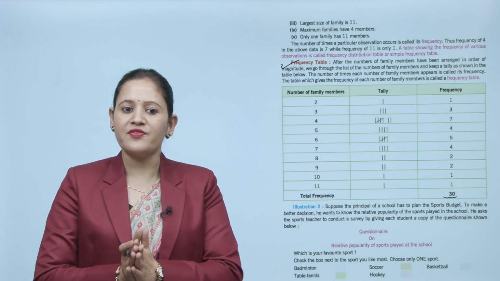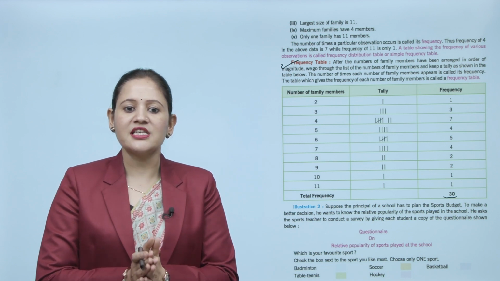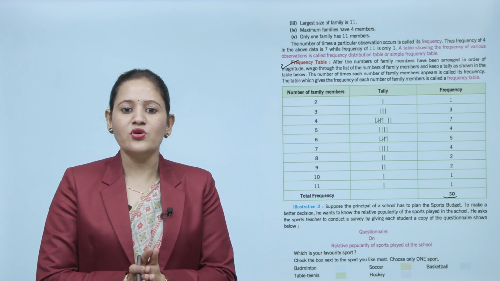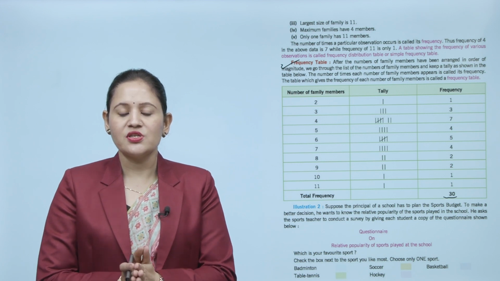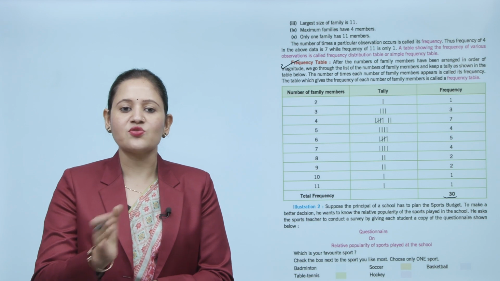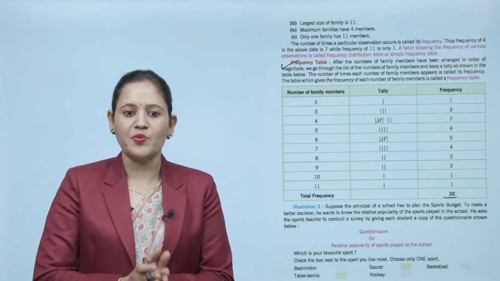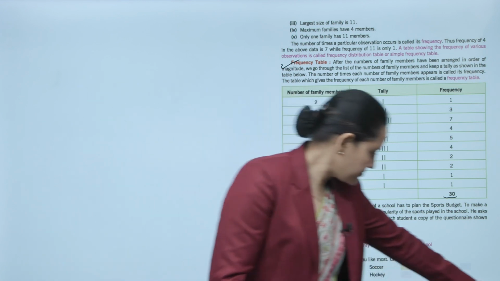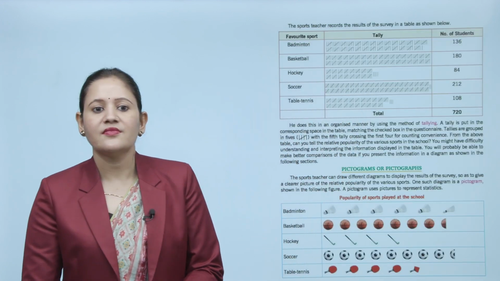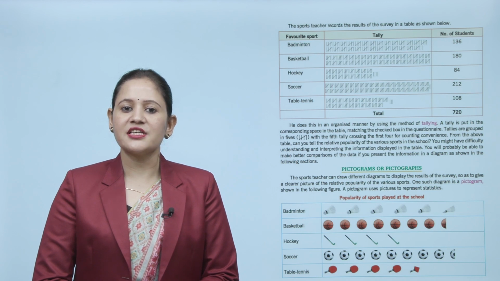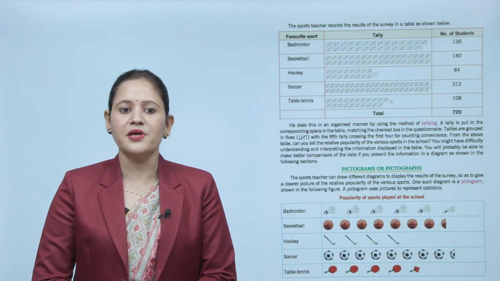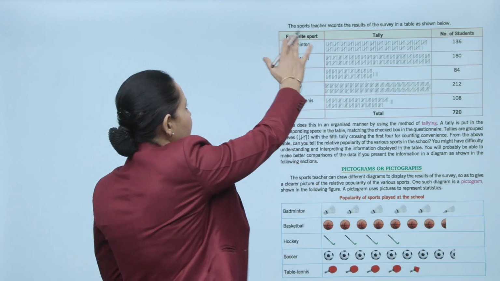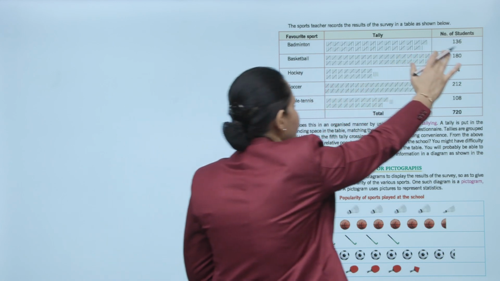Which is your favorite sport? Check the box next to the sport you like most. Choose only one sport. So different sports are given and students have to pick their favorite sport. Only one favorite sport. The sports teacher recorded the result of the survey in the table shown below. So here favorite sports are given, tally and number of students.